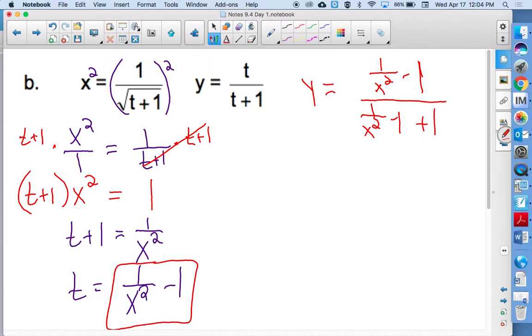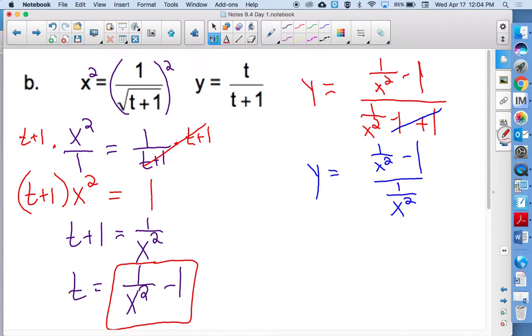So Marie, what happens in the denominator? The negative 1 and the positive 1 cancel. Yeah, those guys cancel out, which is kind of nice. A negative 1 and a positive 1 cancel. We still have 1 over x squared. And the top still has 1 over x squared, but it has the minus 1 with it.